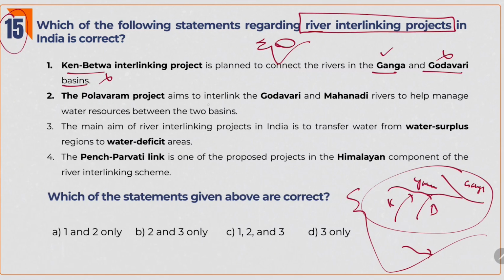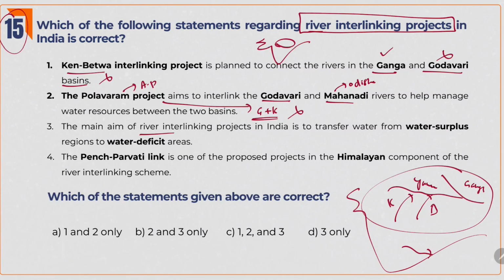The Polavaram project aims to interlink Godavari and Mahanadi rivers to help manage water resources between two basins. We all know that Polavaram project is in Andhra Pradesh. Mahanadi river is in Odisha. Actually, there is no project as such which is interlinking Godavari in Andhra to Mahanadi in Odisha. Actually, Polavaram project aims to interlink Godavari and Krishna. These two are nearby and both flow in Andhra. So option 2 is also wrong.